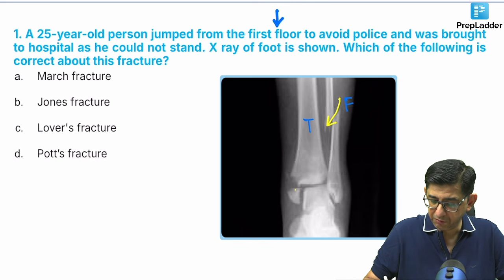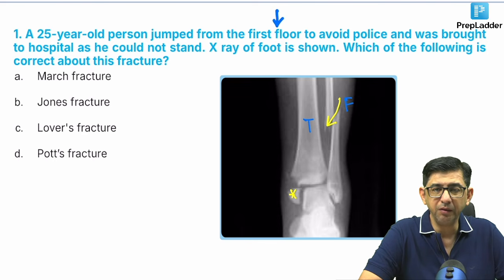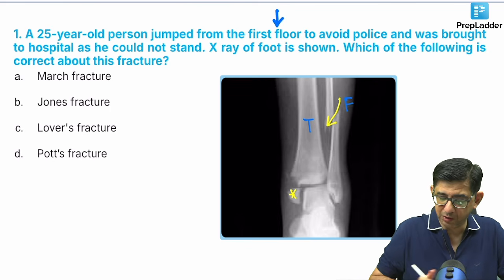You can also see a fracture with respect to the lateral malleolus. You can also see a fracture with respect to the medial malleolus of the patient, because anyway, if the fibula is fractured, then there would be a displacement of the medial malleolus of the person also. So he says, which of the following is correct with respect to this particular patient?